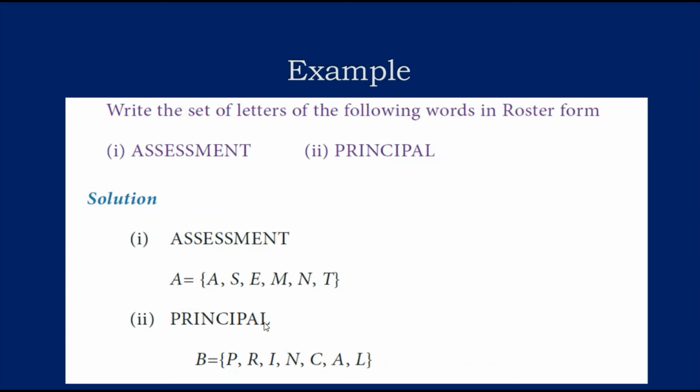The second one is principal. The elements in principal are denoted by B. B is a set of {p, r, i, n, c, a and l}. Here p is present 2 times, but it is enough to write p once. i is also present twice. It is enough to write i once. So B is a set of elements p, r, i, n, c, a and l.